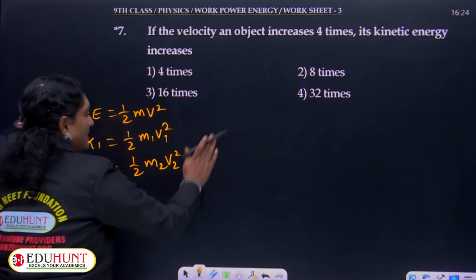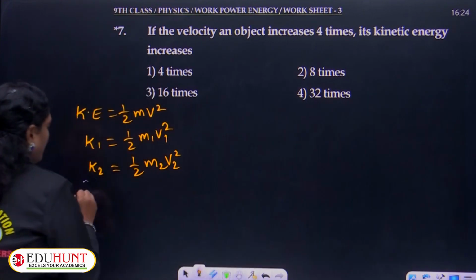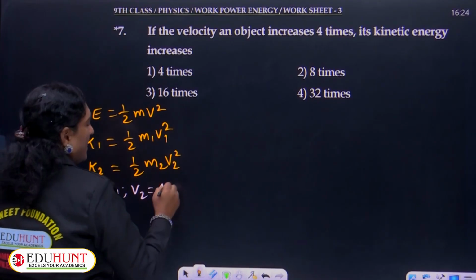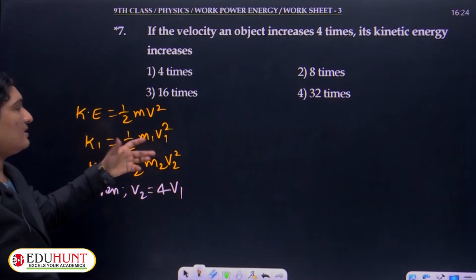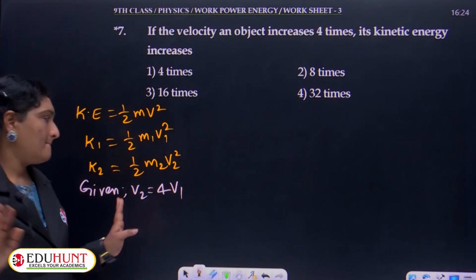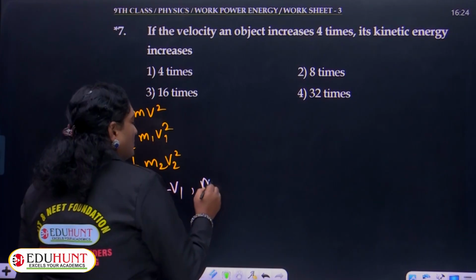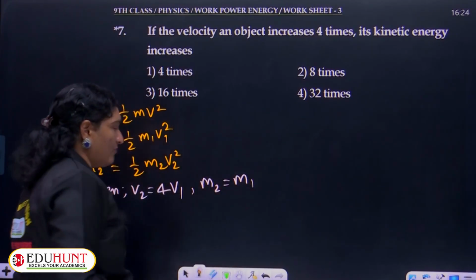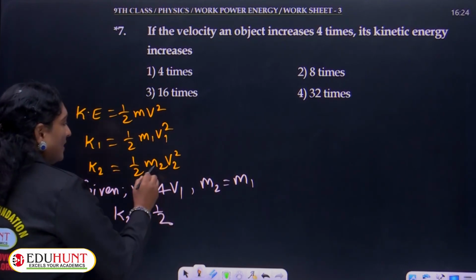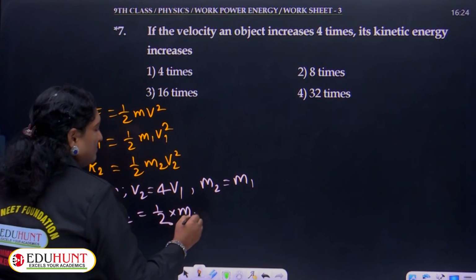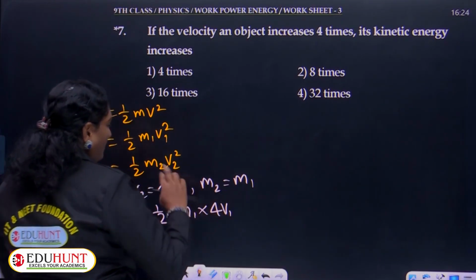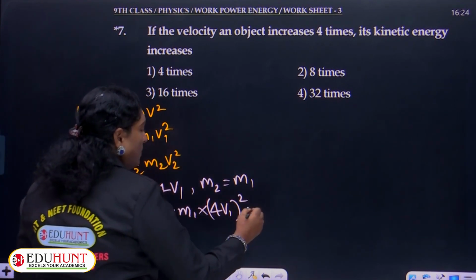So in the given condition, V2 is equal to 4 times of V1. Other values remain the same, so no change in mass and no change in anything. So m2 remains the same as m1. Substituting in the above equation, we have K2 equals half m2, same as earlier, and V2 must be replaced with 4V1. V2 square means 4V1 whole square.